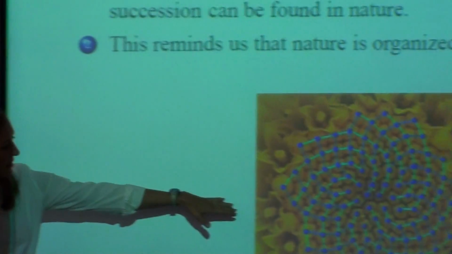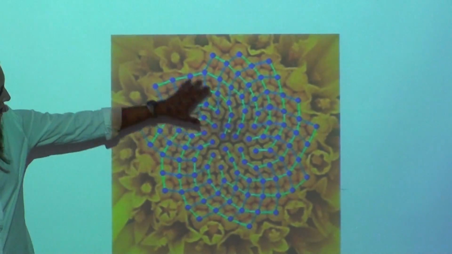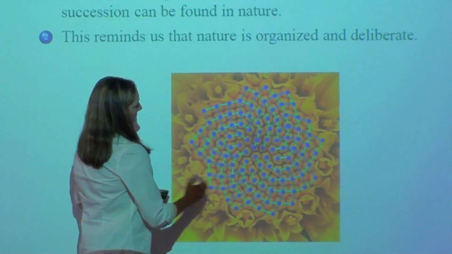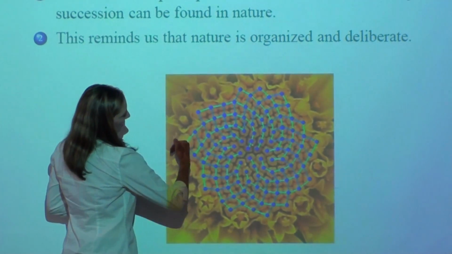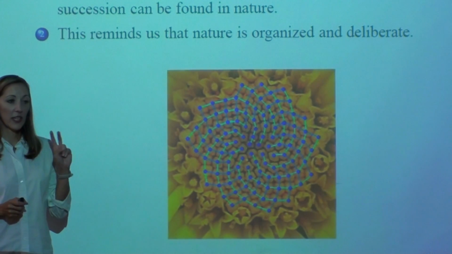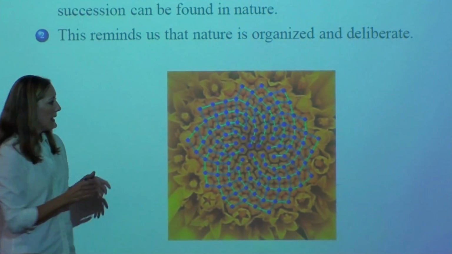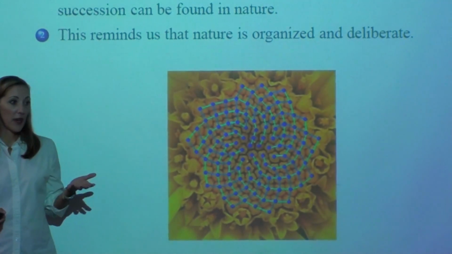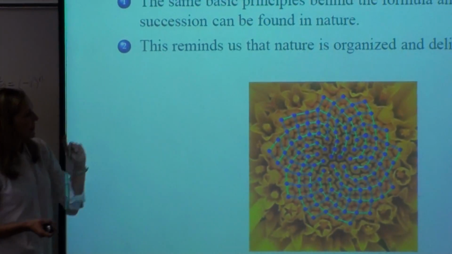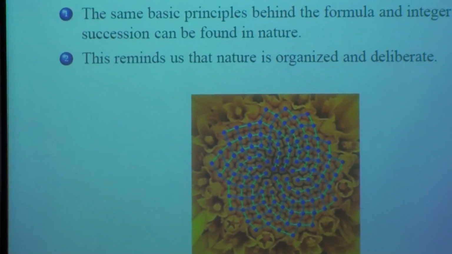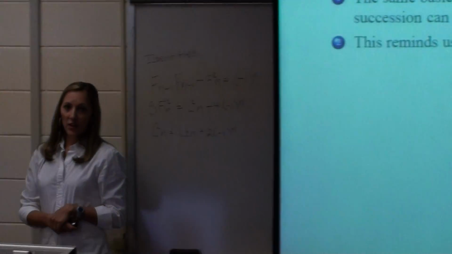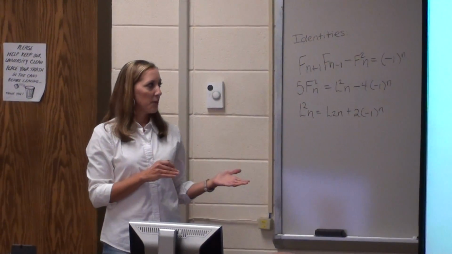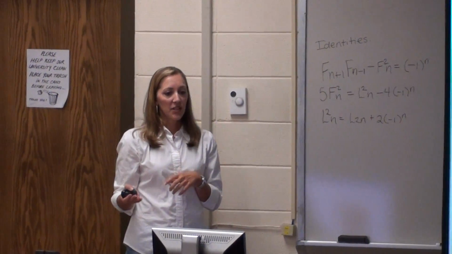For example, we have the center of a sunflower, and these blue dots represent the seed formation in the center of the sunflower. The formations of the seeds going this way, counterclockwise, represent consecutive Fibonacci numbers. The formations that you see going this way actually represent a Fibonacci number. This reminds us that nature is organized and deliberate. I have a short video that I'm going to show, and it'll incorporate the idea between Fibonacci numbers and nature a little better.